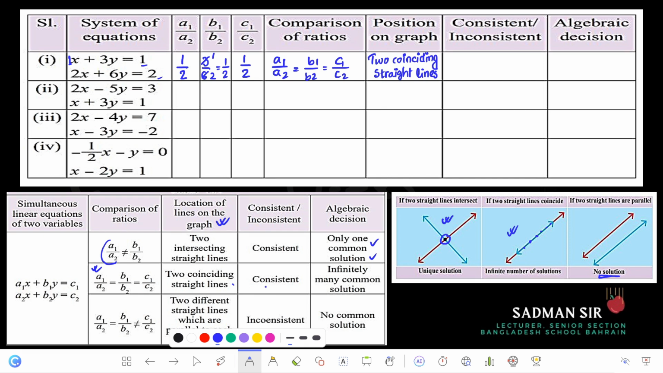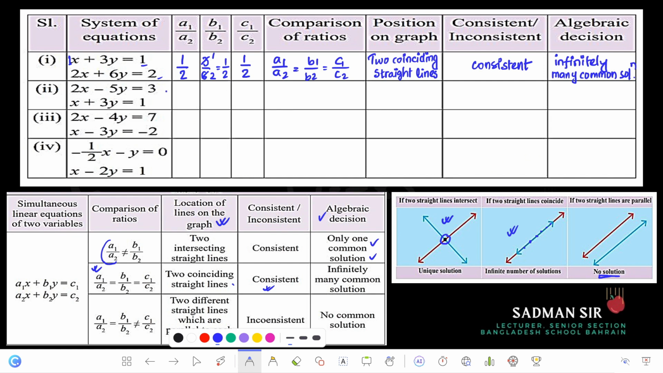Then consistent or inconsistent: we can see that it is consistent, so we will write consistent. And then the algebraic decision, that is this one: infinitely many common solutions. So we will write infinitely many common solutions. As I don't have much space, I am just writing it in short, but you write the full word, solution. So in this way you have to fill up the full thing.